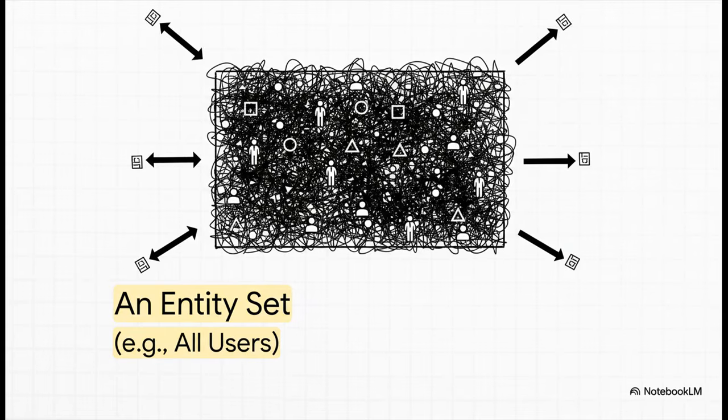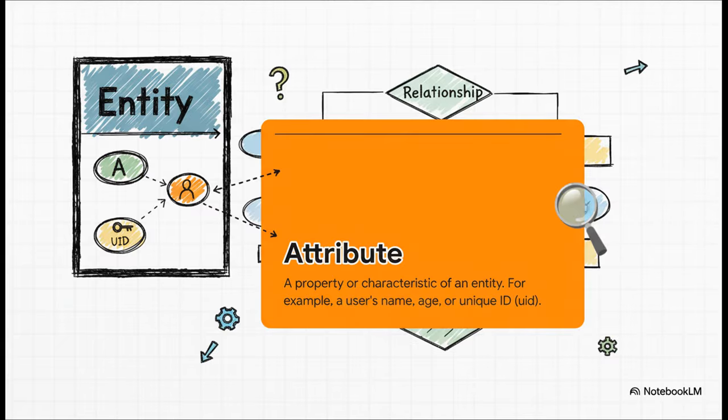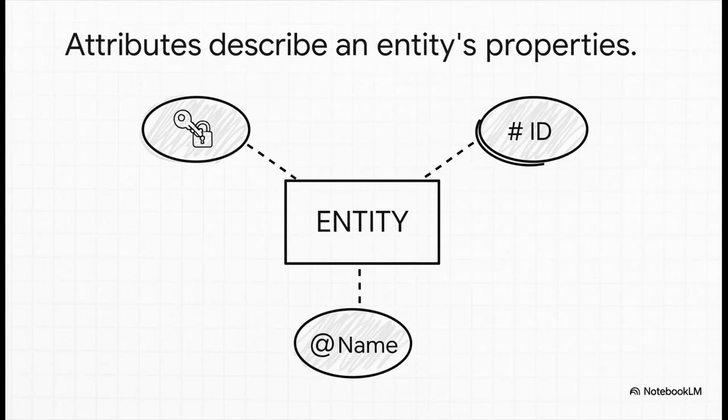Easy enough, right? Okay, so we know we have users, but that's not very helpful. We need to know things about them. And that's where our second building block comes in, attributes. These are just the properties or details that describe an entity, like a user's name or their age or an ID number. They're like the adjectives for our nouns. And drawing them is just as easy. We represent attributes as little ovals that we connect to their entity rectangle. So for our users, we're definitely going to want to store a unique ID. Let's call it UID. And of course, their name.